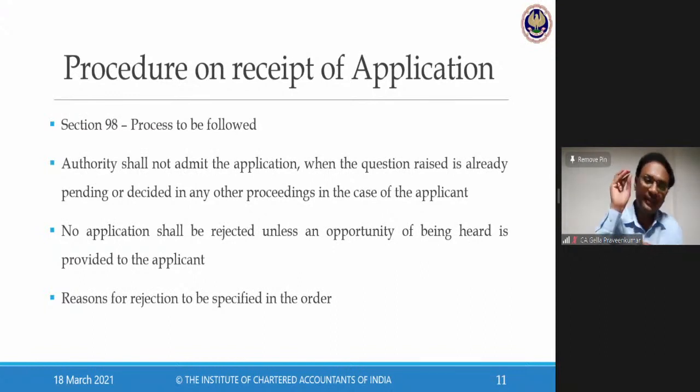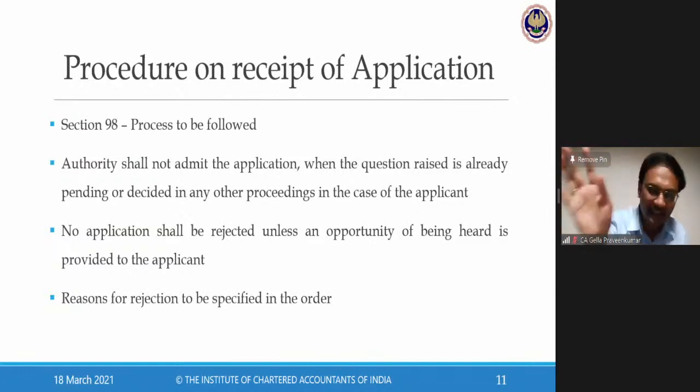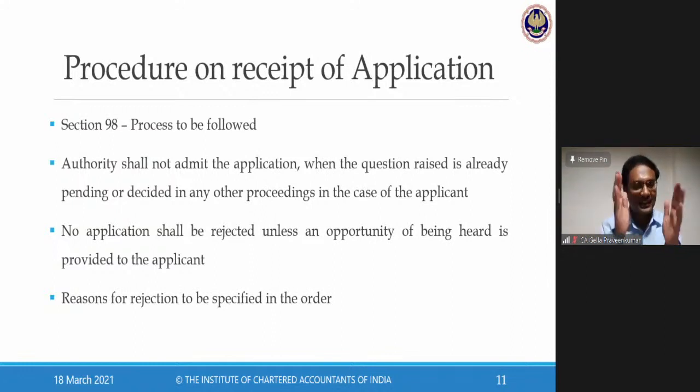Look, you file an application, it is pending. So don't come again. You file an application, we have already given an opinion in one of the cases. So don't come again with the same question on the same subject matter. And they say, when the question is already pending or already decided, then no application shall be rejected unless an opportunity of being heard is given.